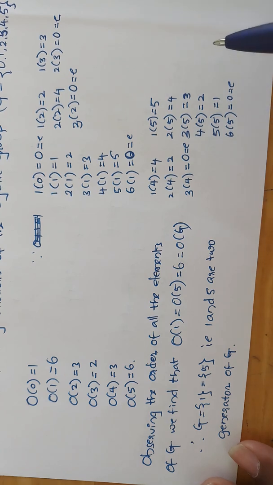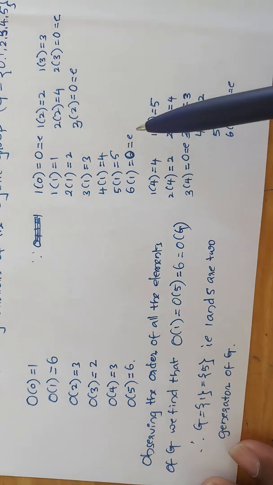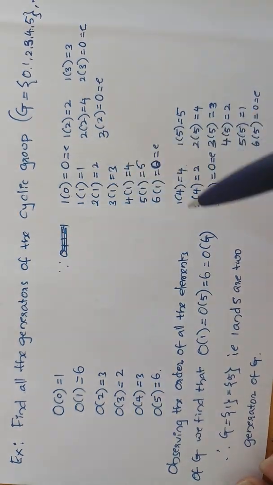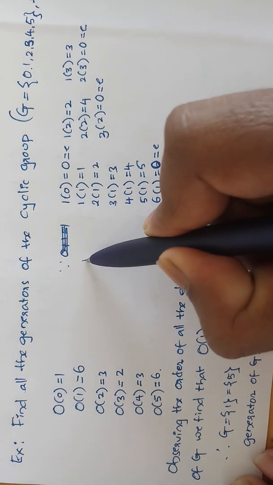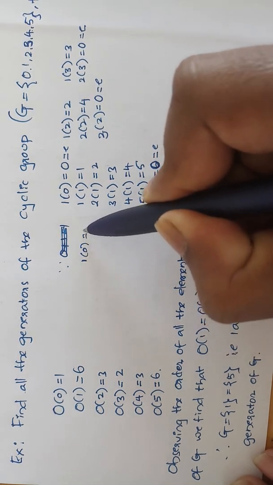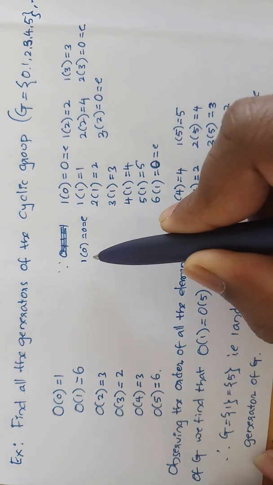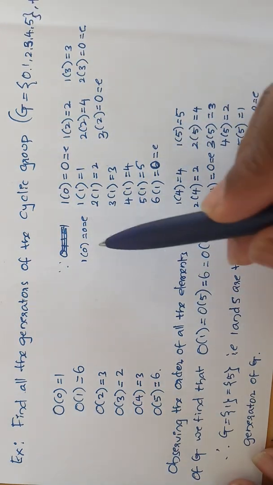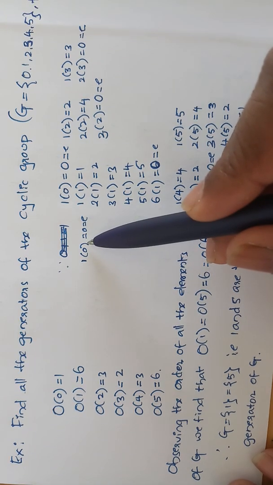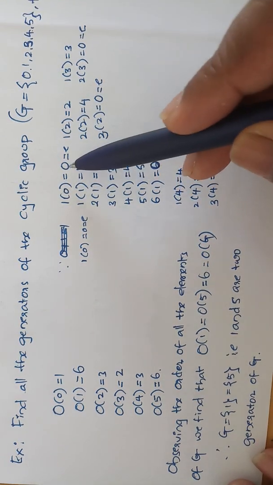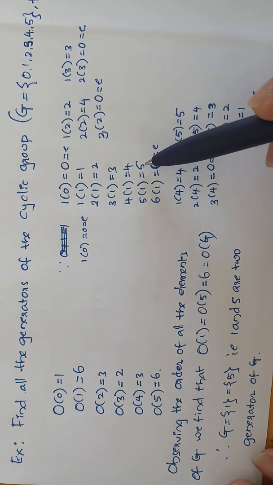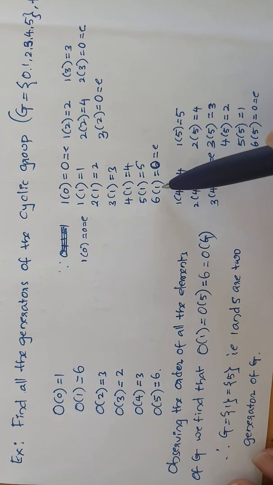From which elements can you generate all the elements of the group Z? From 0 you won't get all the elements, so it is not a generator. From 1 we got all the elements of Z, that is 0, 1, 2, 3, 4, 5. Therefore 1 is a generator of Z.